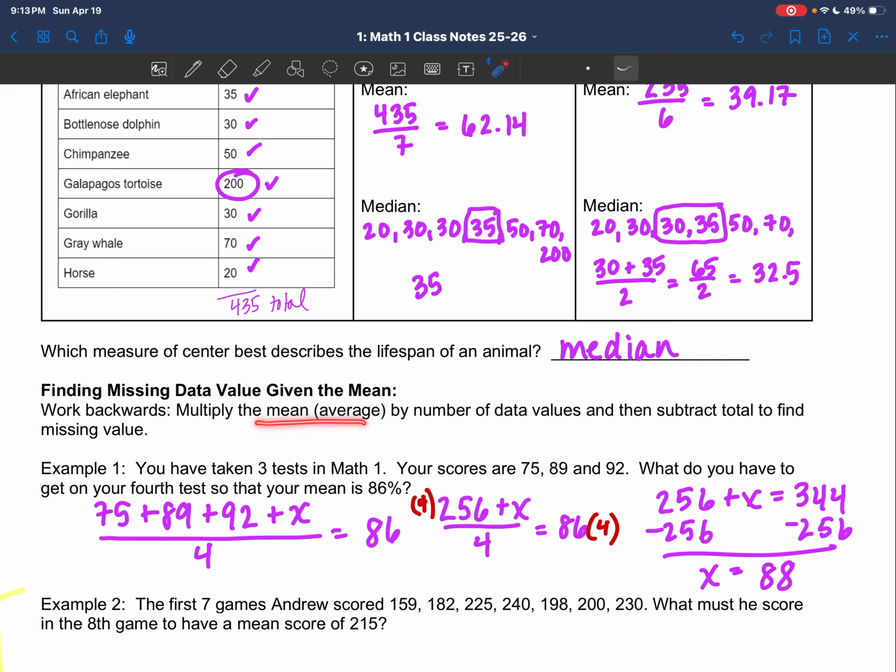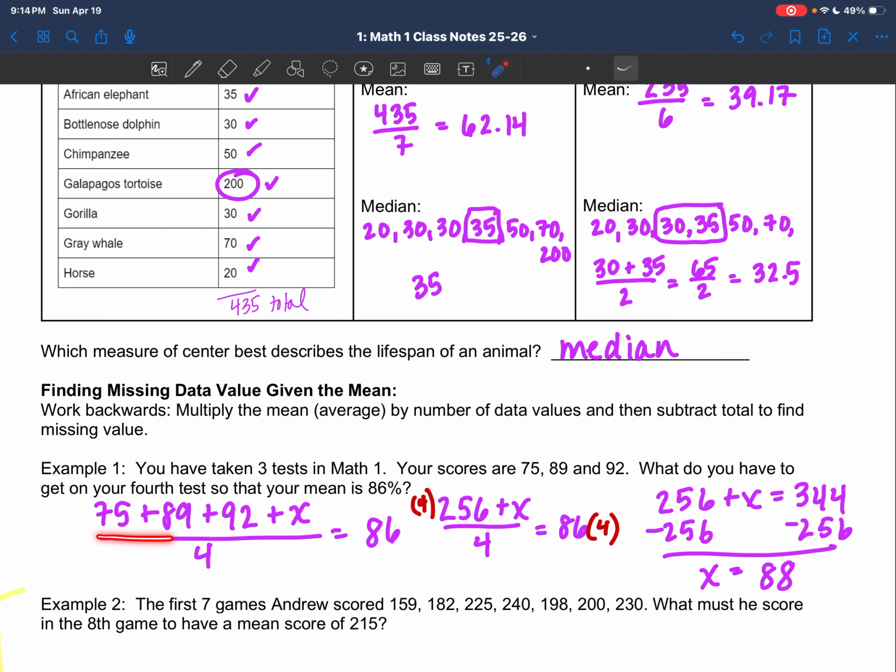You're going to multiply the mean or the average by the number of data values and then subtract to find the missing value. So if you've taken 3 tests, you've got 75, 89, 92. We want to figure out what you need on the 4th test so your mean or your average is 86. So we're taking our 3 values that we do know. This is the one we don't know. This is your 4th test, x. That's what we don't know.